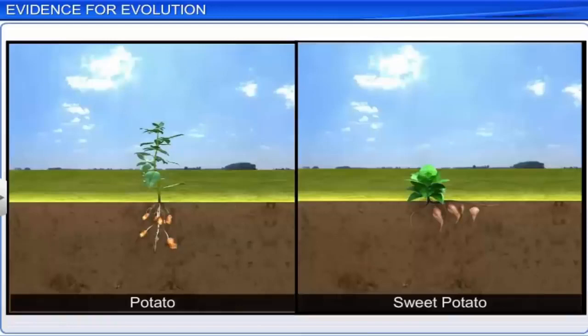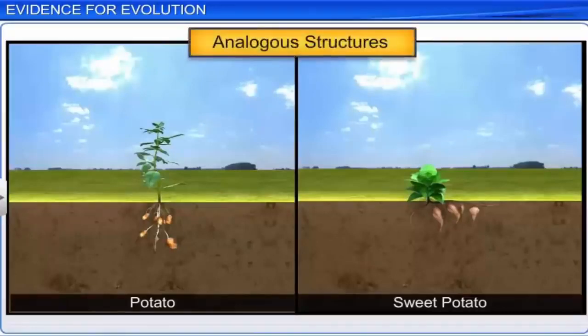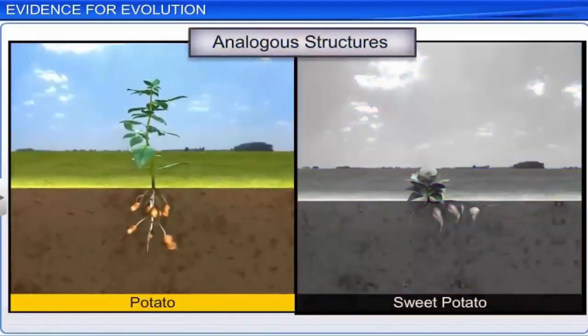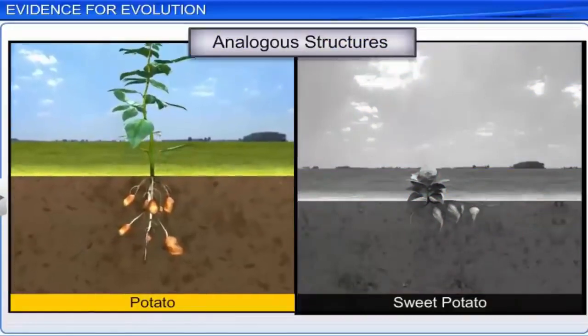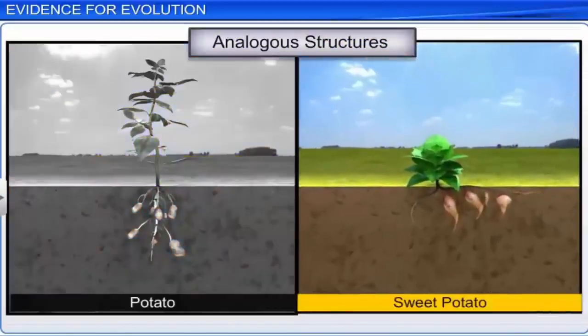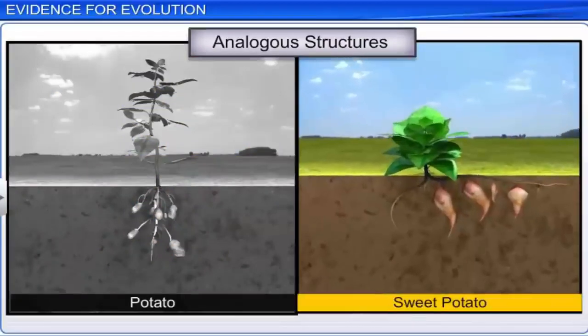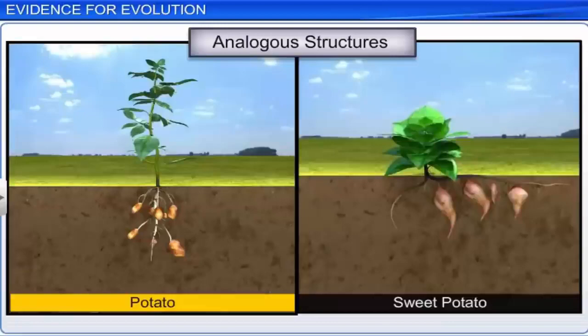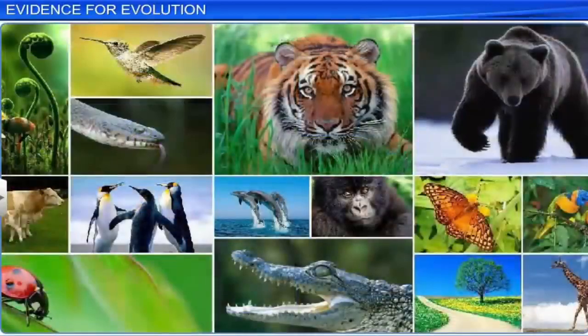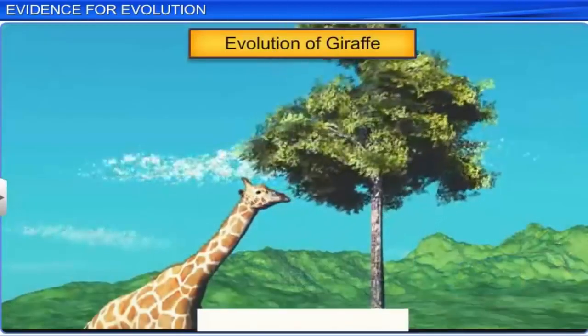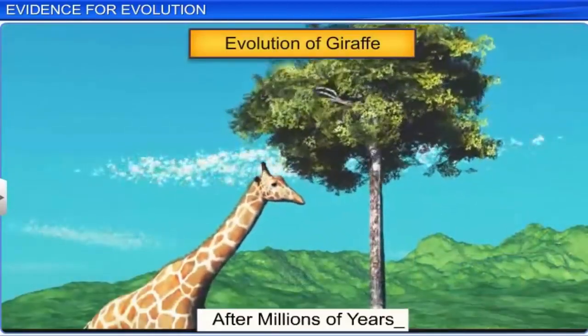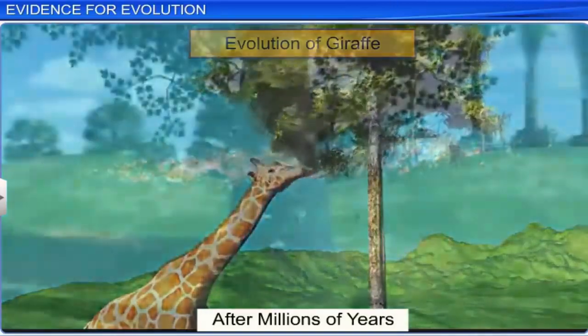In plants, examples of analogous structures are potato and sweet potato, which are modified root and modified stem respectively. Over millions of years, evolution has resulted in the creation of many breeds of animals and plants. Natural selection of the fittest organisms has been crucial to the process of evolution.